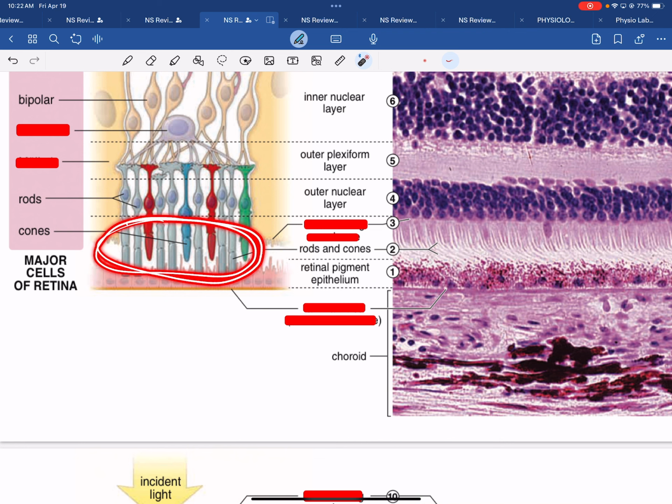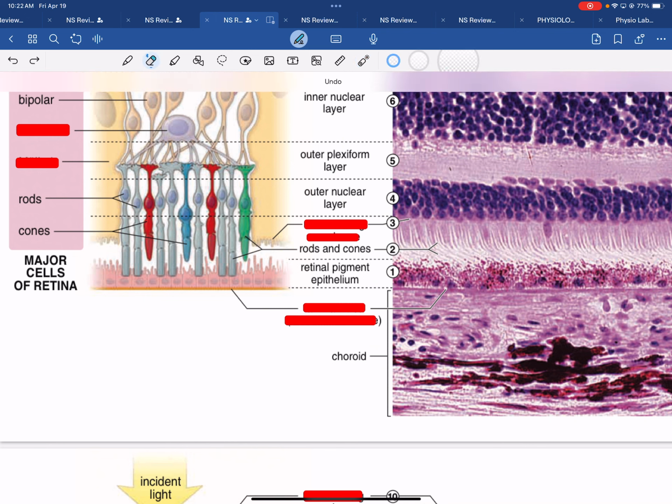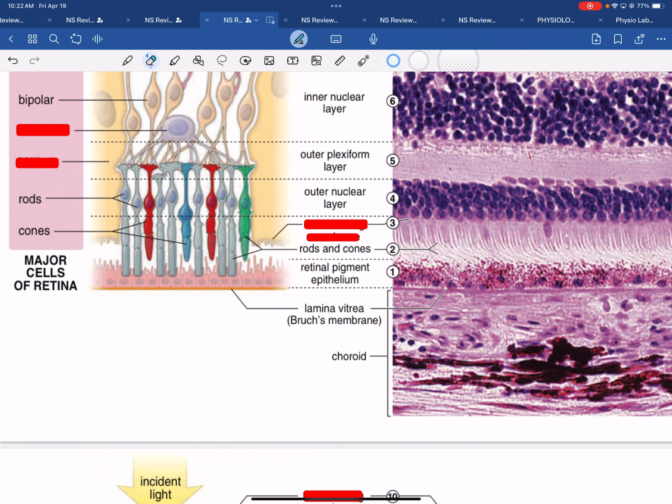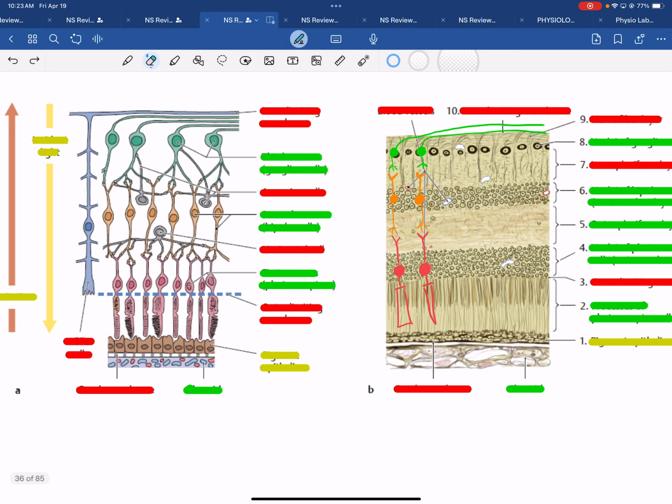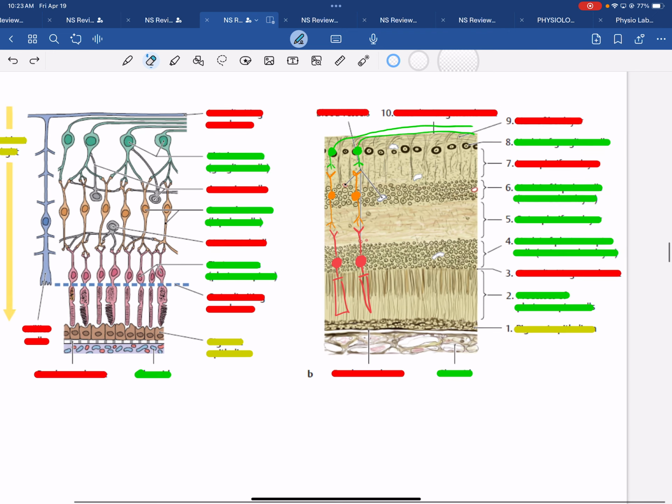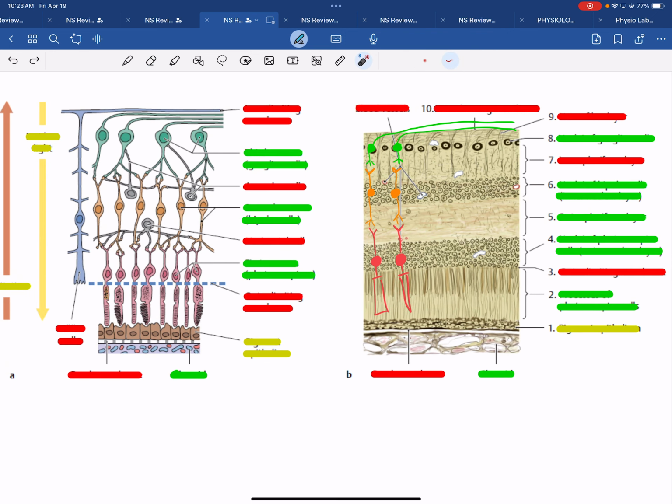This layer of like the dendrites of the photoreceptors. Is that the second layer? No, it's not that. It's just called the outer segment. So it's the dendrites of the rods and cones. It says rods and cone photoreceptor segments. Yeah, it's not on that one. Is it on this one? I think so. Okay, here, let's do it again.